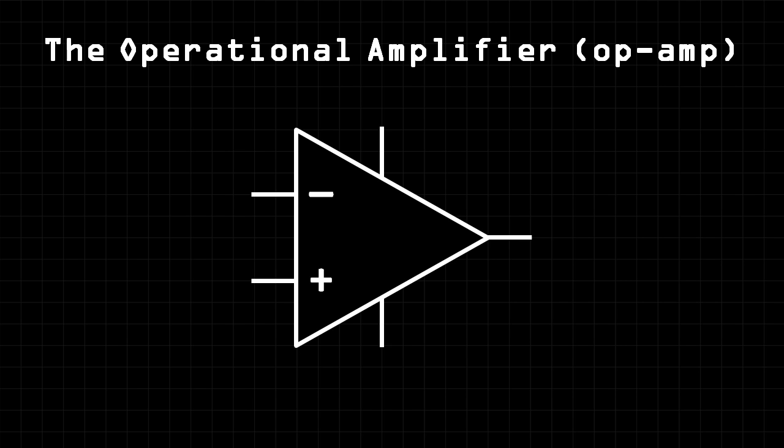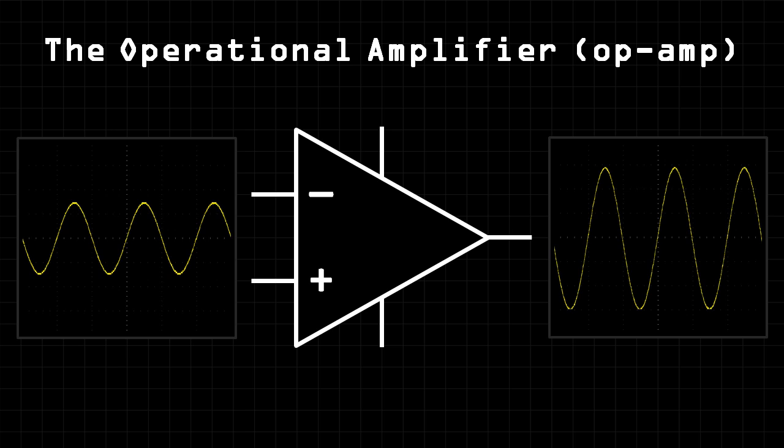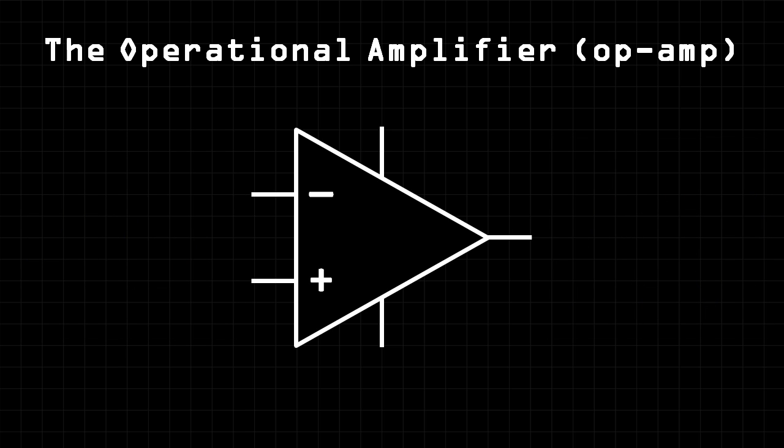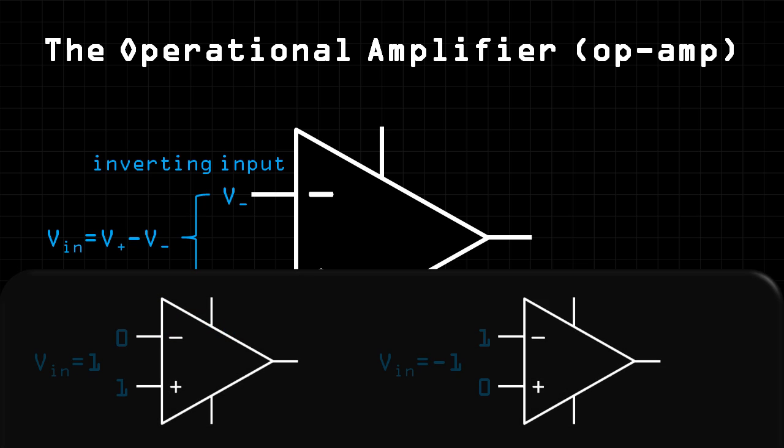The basic function of an operational amplifier is to take a small signal and make it bigger. Let's see how this is done. A signal is first applied to a pair of inputs, called the inverting input and the non-inverting input. The voltage applied to the op-amp, simply called the input voltage, is found by taking the difference between the voltage at these two inputs. Here are two simple examples.